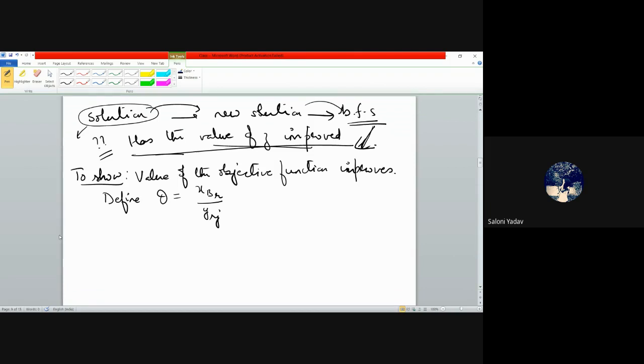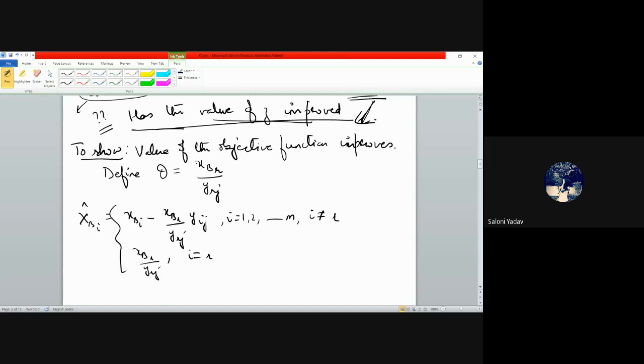Now see, what was your XBI cap? XBI cap was actually, I'm writing it again, XBI minus XBR upon YRJ into YIJ for I from 1 to M and I not equal to R, and XBR upon YRJ for I equal to R. This was our new variables, the XBI caps that came as the new ones, right?